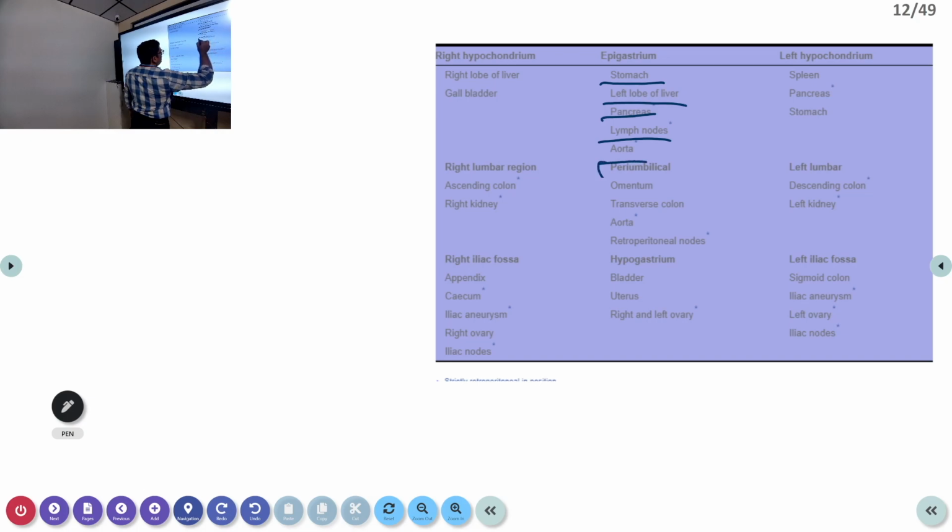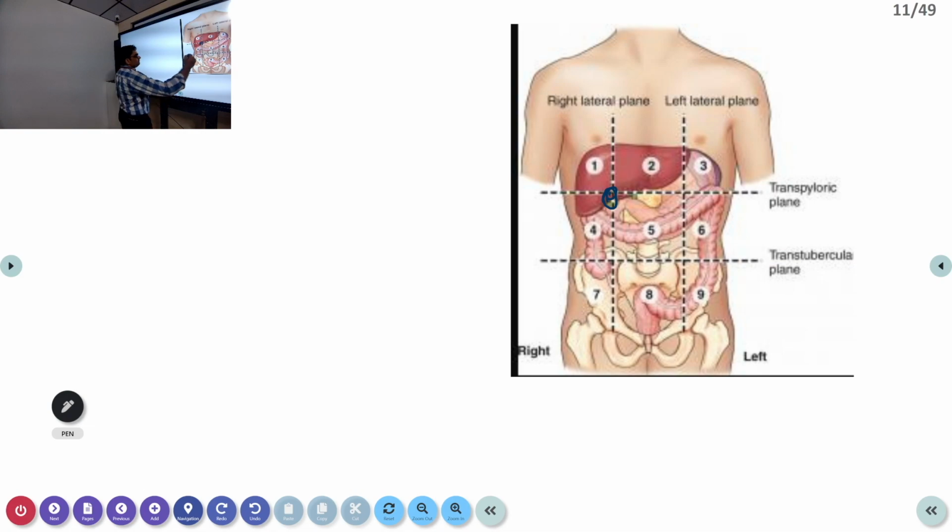aorta. Which we already discussed in the previous slides, but still we will see. The left lobe of the liver. The stomach is there in the epigastrium. The pylorus, which you can see here. And the aorta will be here, centrally running like that, and the para-aortic lymph nodes will be near it.